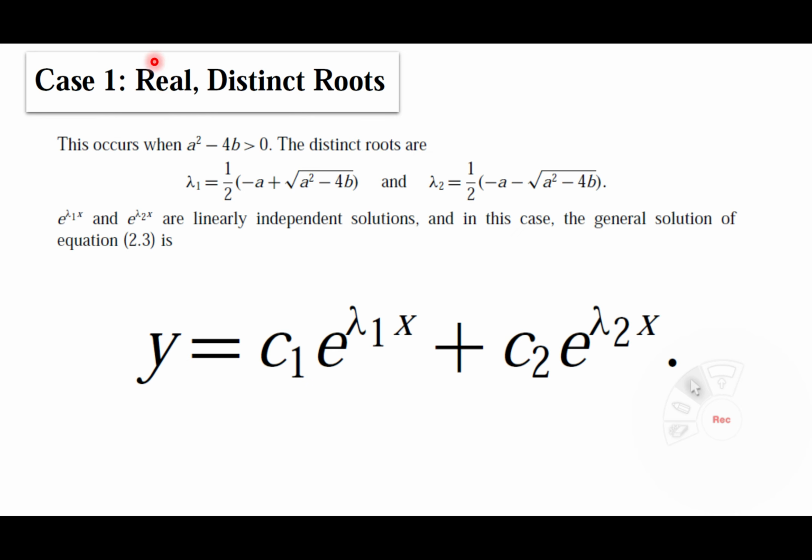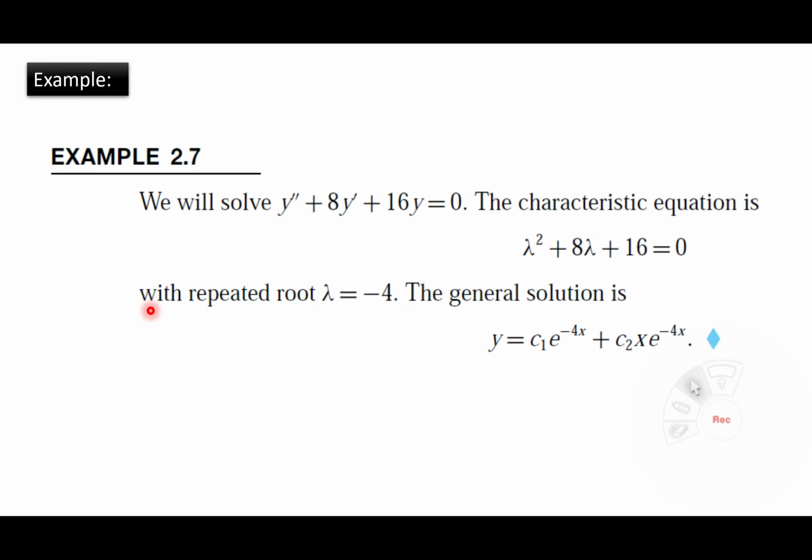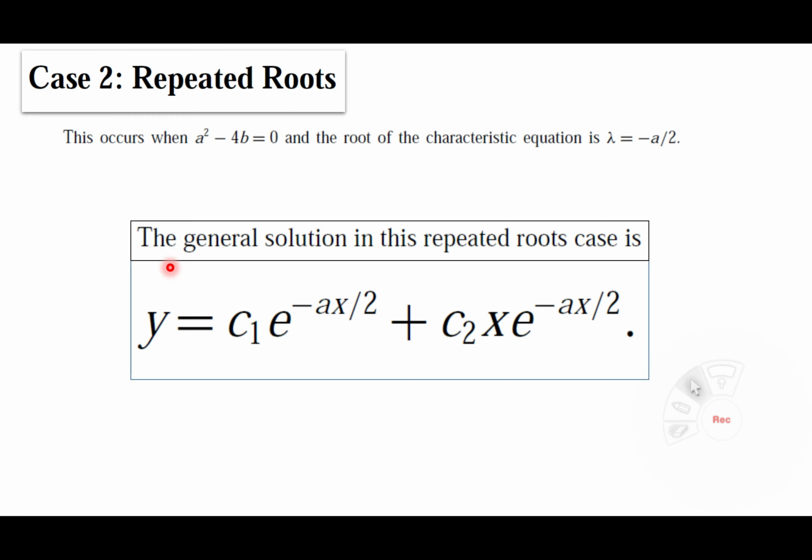The first one is the real case, where the roots are real distinct roots. So we're going to have lambda 1 and lambda 2, as you see here. And our general solution is going to be C1 e to lambda 1x plus C2 e to lambda 2x. After that, we mentioned the second case, where our roots are going to be repeated, where the term under the radical equals 0.